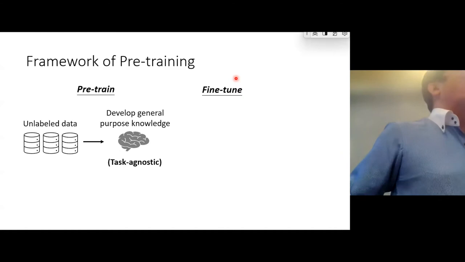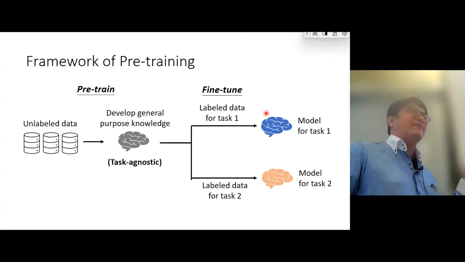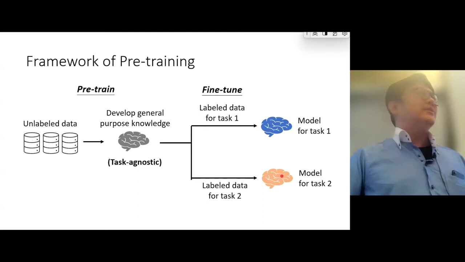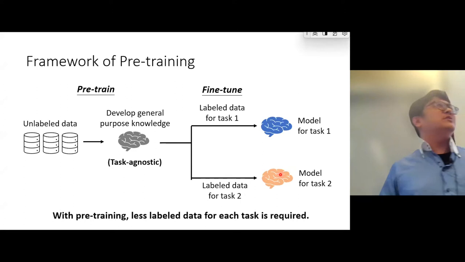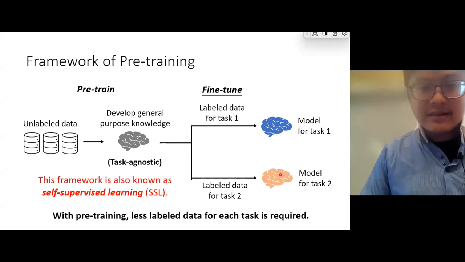So after you have a pre-training model, you do fine-tuning. For example, you want to solve task one, and you have a little bit of labeled data for task one to modify the pre-trained model a little bit, and hopefully the model will be good at task one. And you have task two, also a little bit of labeled data, you fine-tune your model a little bit, then it can solve task two. And hopefully with this pre-training technology, the model learns from a large amount of unlabeled data, then it can deal with different tasks with less labeled data. And this idea today, some people also call it self-supervised learning, SSL.